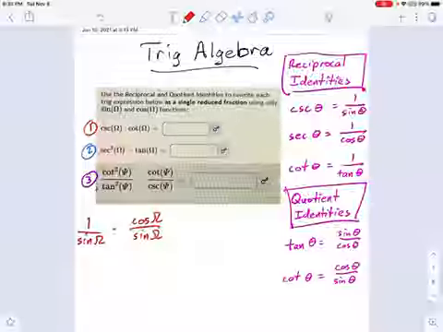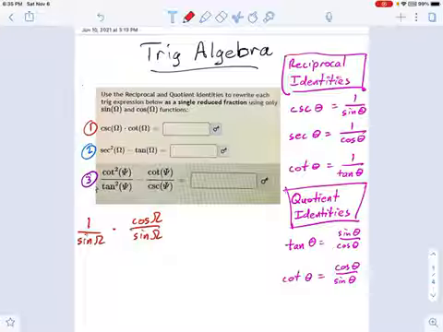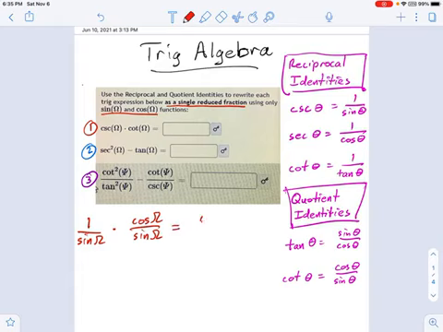So what's the result of this? Well, I'm going to write it as a single fraction, a single reduced fraction with only sines and cosines in the answer. And the result is just a cosine on top, and it looks like we've got a sine squared on the bottom. Moving on to number two.